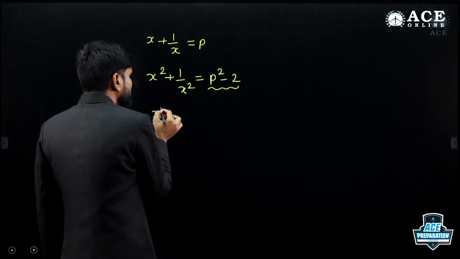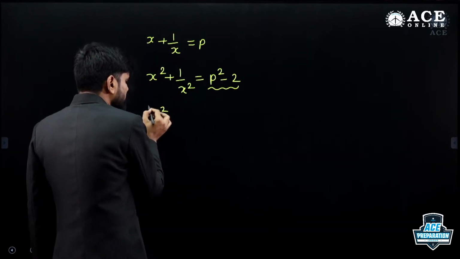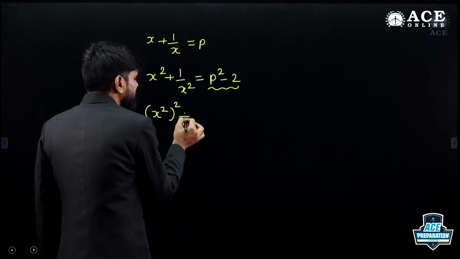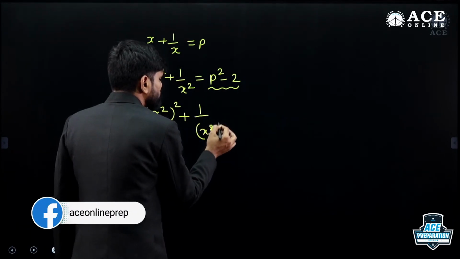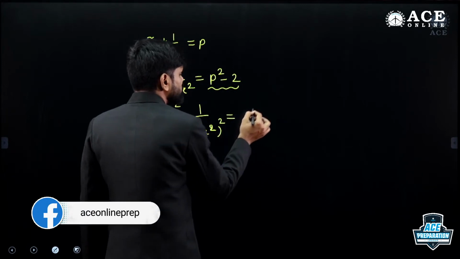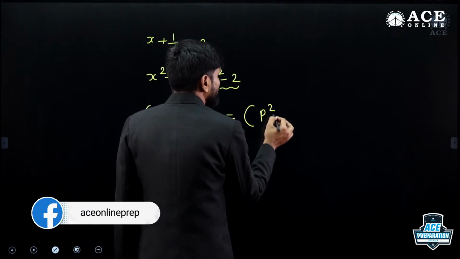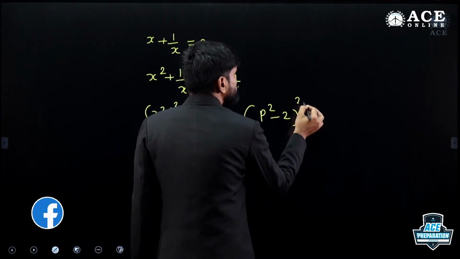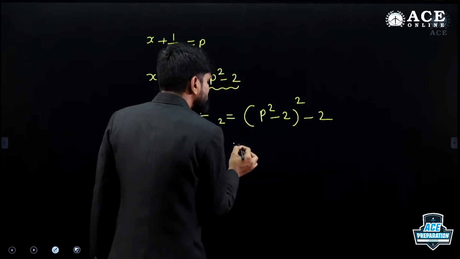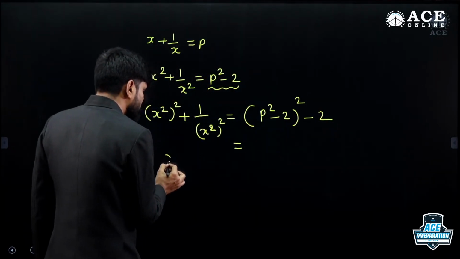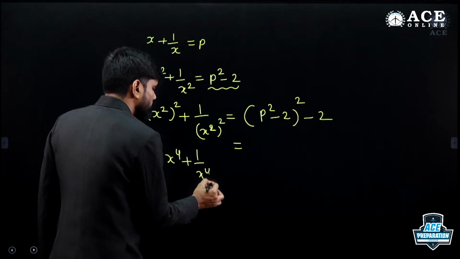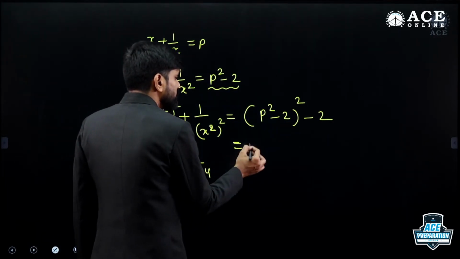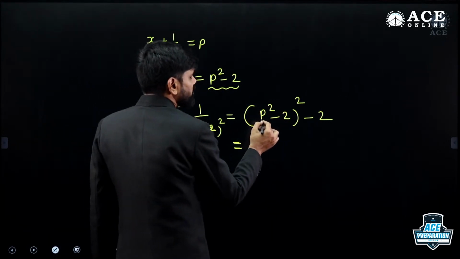That will give you x square plus 1 by x square will be equal to how much again? X square plus 1 by x square equal to p square minus 2. In place of p I have p square minus 2, this whole square minus 2. On solving this one, this will give you the relation as what? X power 4 plus 1 by x power 4 will become equal to what? Just square it. This will give you how much, dear?